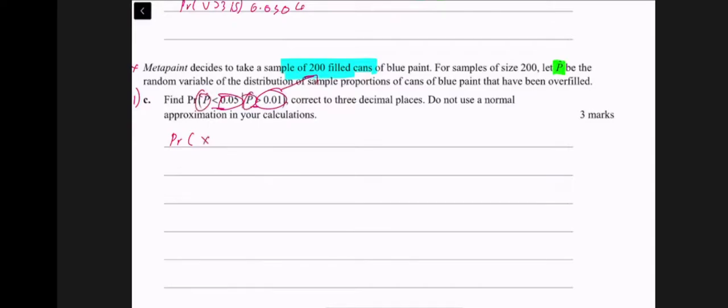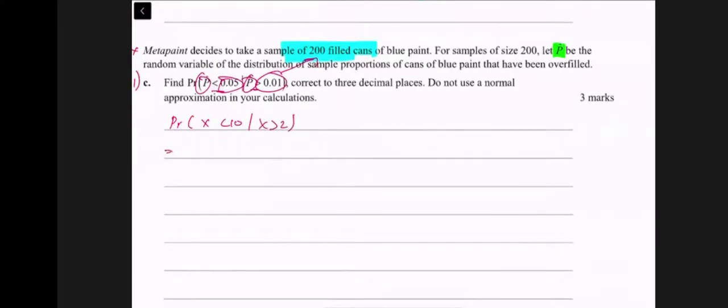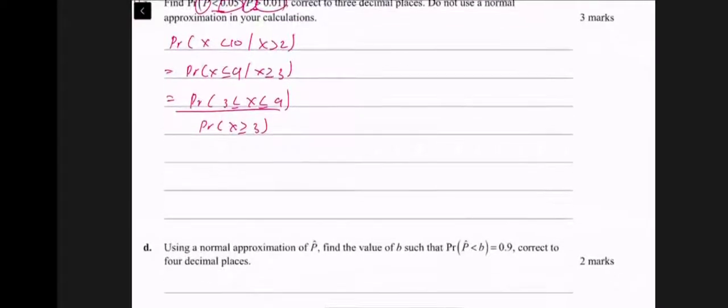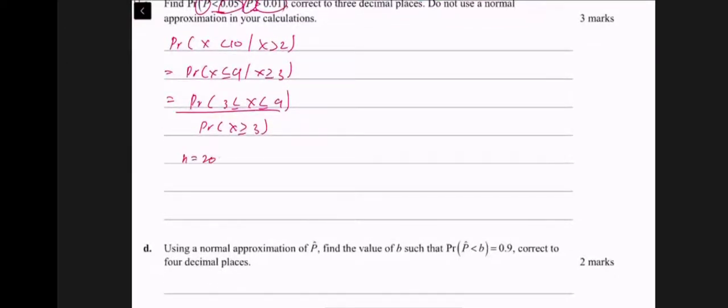So we have x is less than 10, given that x is greater than 2. And then now we have to convert this to equals. So x is less than or equal to 9, given that it's greater than or equal to 3. And then, since we have a given function, we want to get rid of that. So x is greater than or equal to 3. And then now you can just solve this as you normally would, where n is 200.